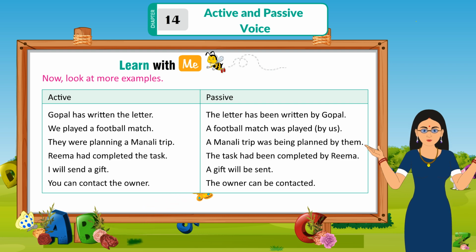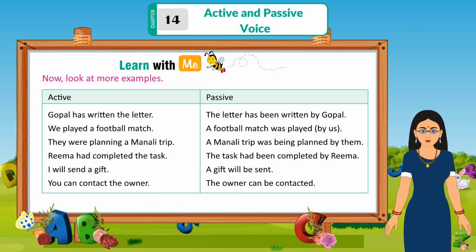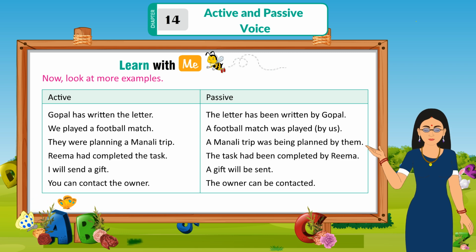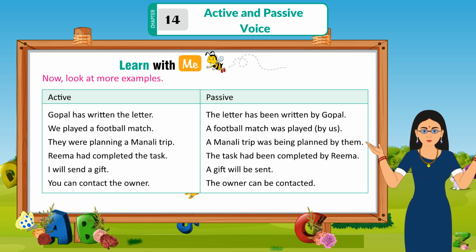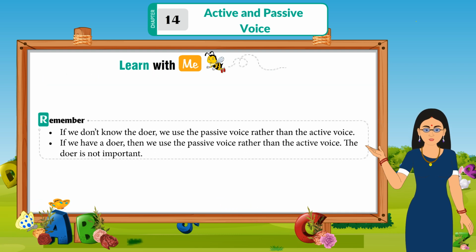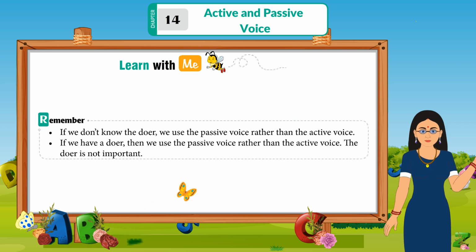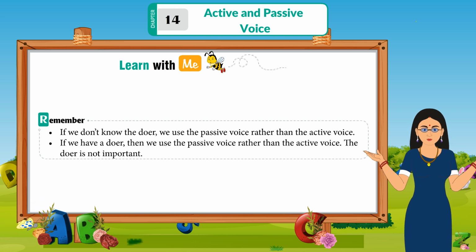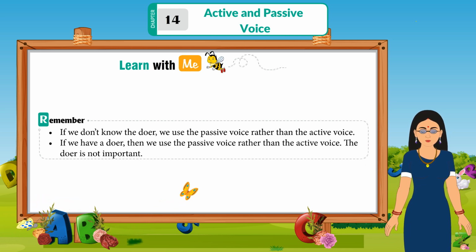Reema had completed the task. The task had been completed by Reema. I will send a gift. A gift will be sent. You can contact the owner. The owner can be contacted. Remember, if we don't know the doer, we use the passive voice rather than the active voice. If we have a doer, then we use the active voice rather than the passive voice. The doer is not important.